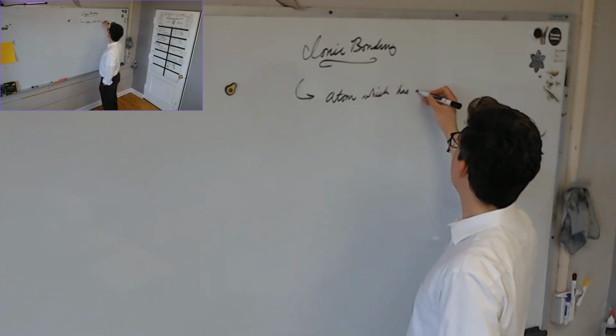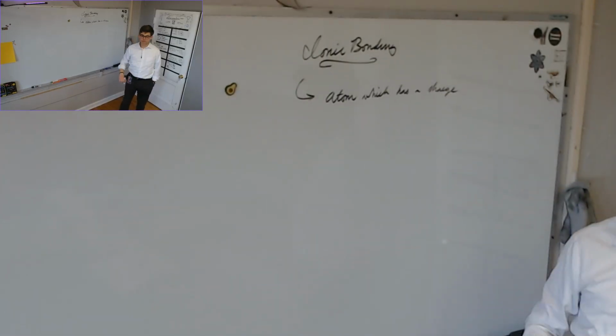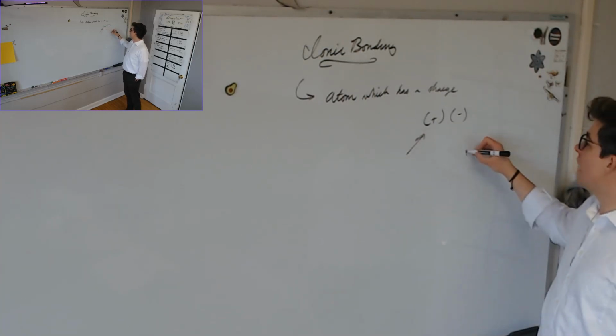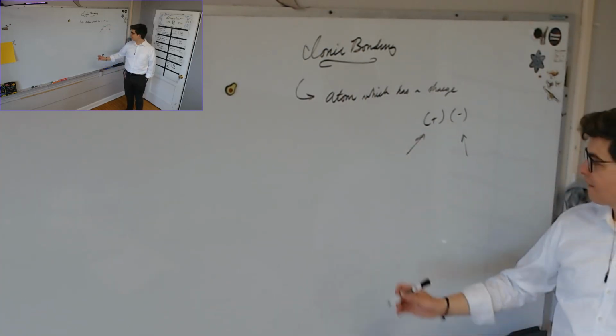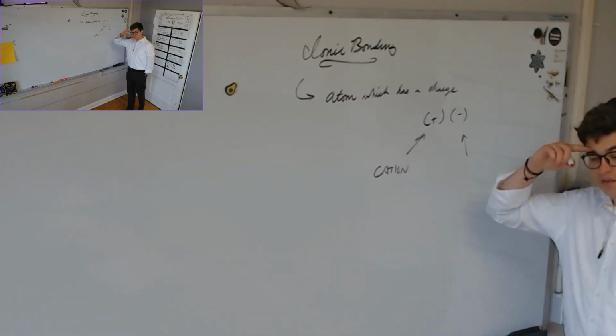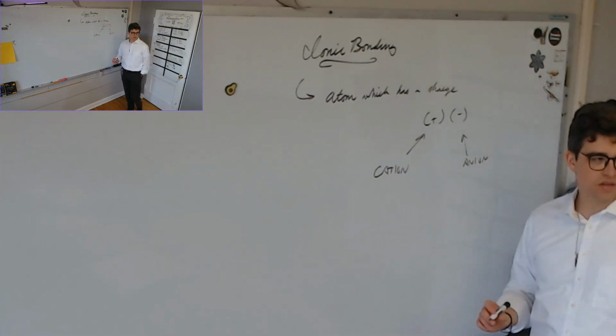has a charge. Charges in nature can be either positive or negative. We call those ions that have a positive charge what? Cation. Cation. And atoms that have a negative charge. Anion. An anion.